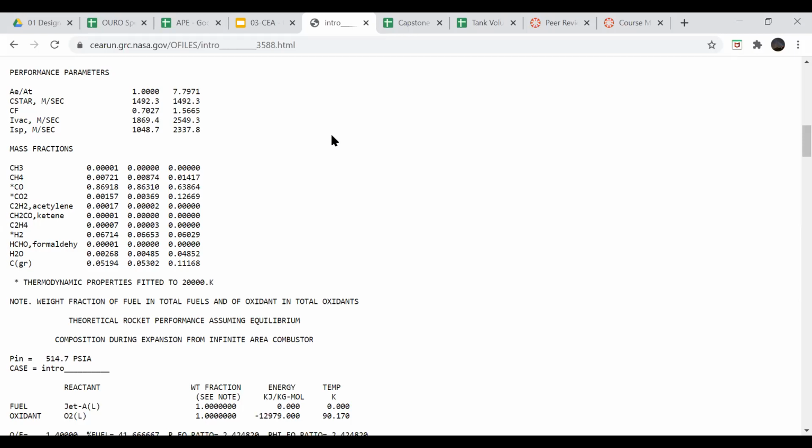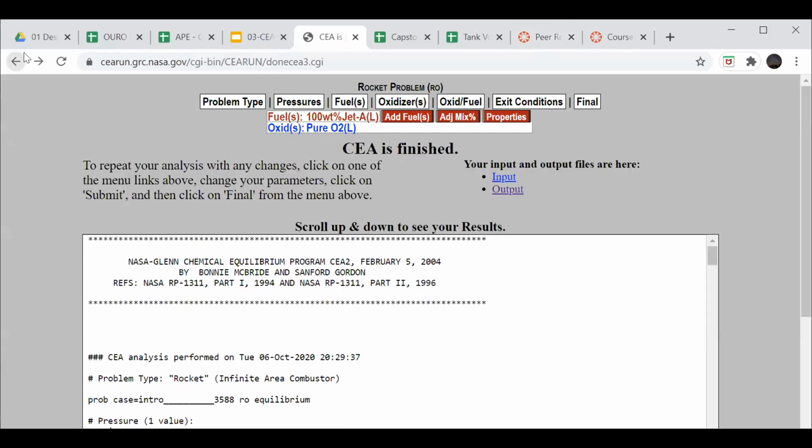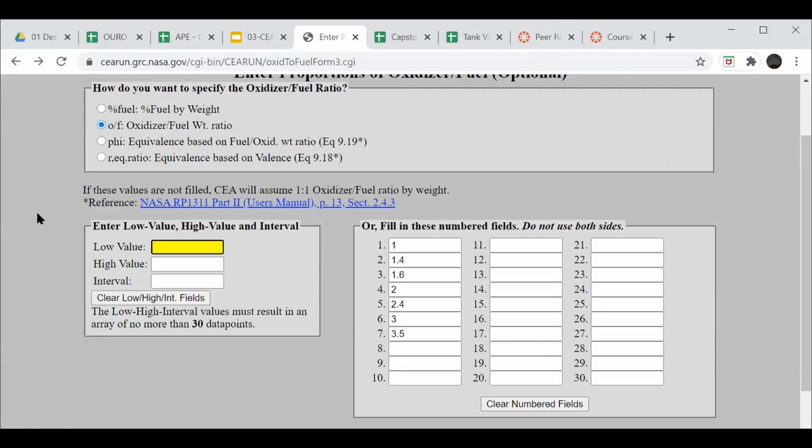Jackson, can you run through an example and then get to the OF ratio selection page again, real quick? Or can you roll back to that? Yeah, hold on. Here we go.